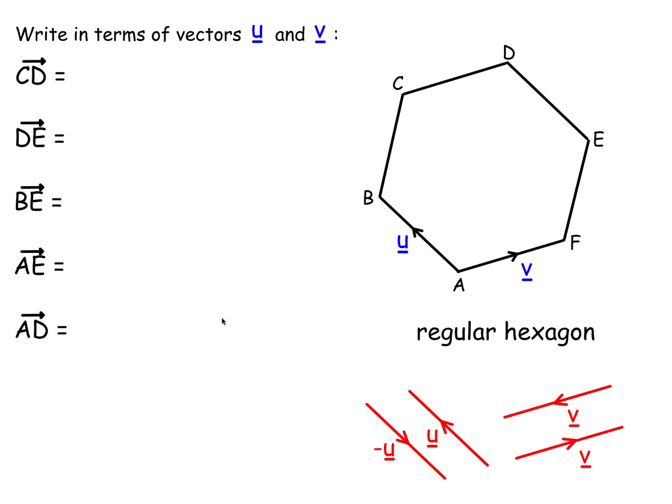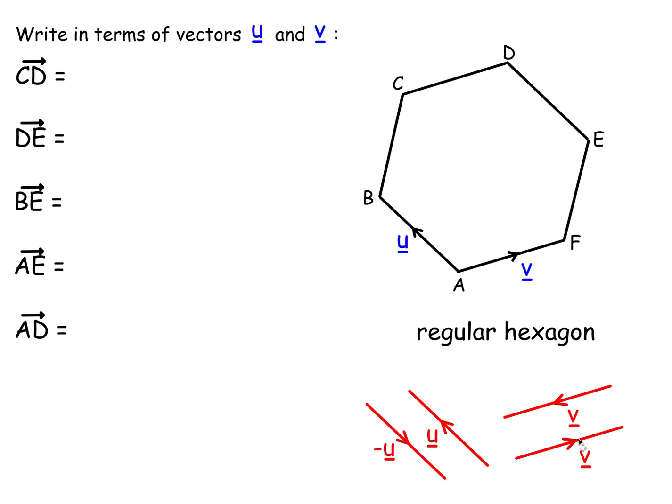This is a bit harder. So this is a hexagon. Regular hexagon means all the sides are equal, all the angles are equal. This side AB here, directed line segment AB, is a representative of vector U, and AF of vector V. So that's 2 vectors, U and V, and you have to express other sides, other directed line segments in terms of U and V. So say you wanted CD, from C to D.